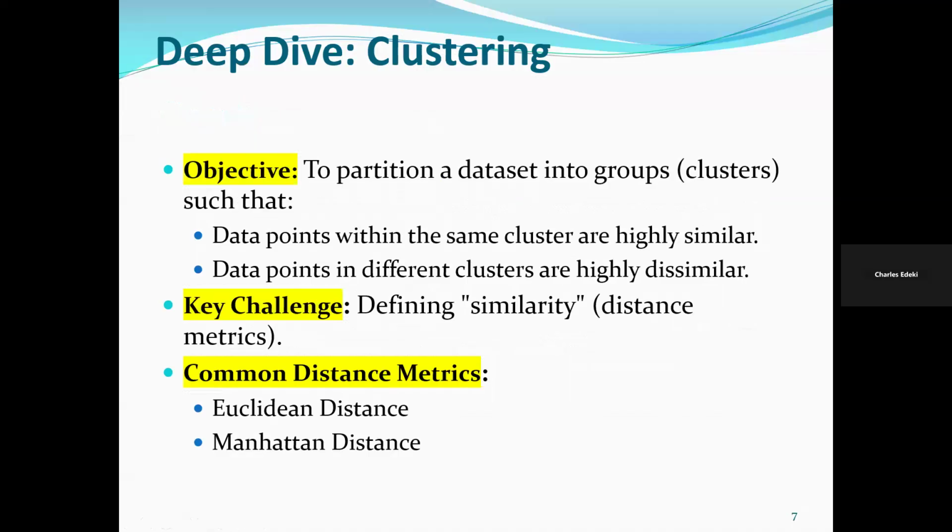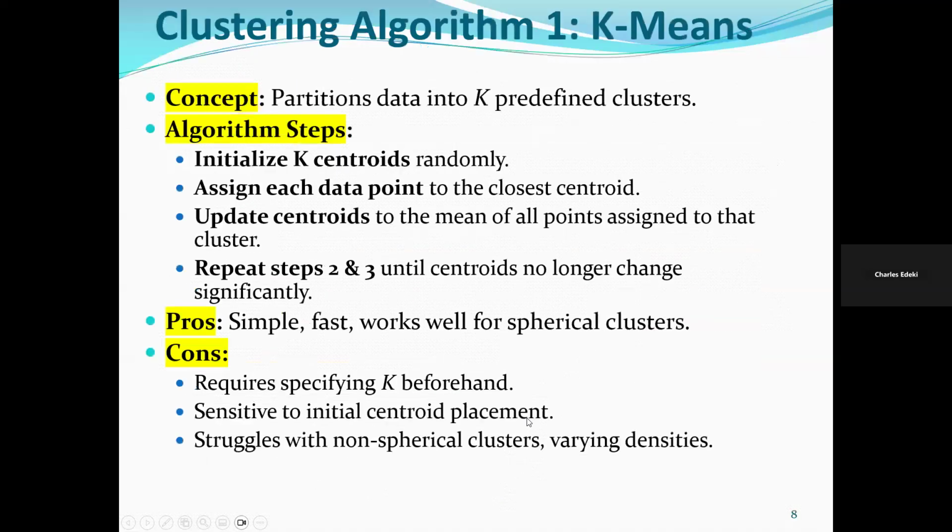So let's deep dive into clustering again. As we said earlier, the main objective is to partition the data set into groups, clusters. Similar data will be in the same cluster. Dissimilar data will be in different clusters. Data points within the same cluster are highly similar. Data points in different clusters are highly dissimilar. So the key challenge is defining the similarity, which, as we said earlier, is about distance metrics. The common distance measurements, as we said earlier, are Euclidean distance, Manhattan distance, then we have Minkowski, so many of them.